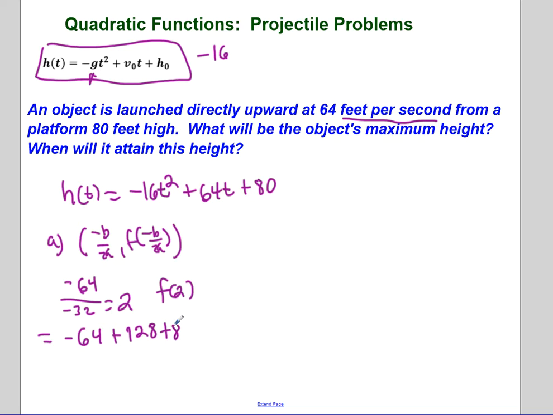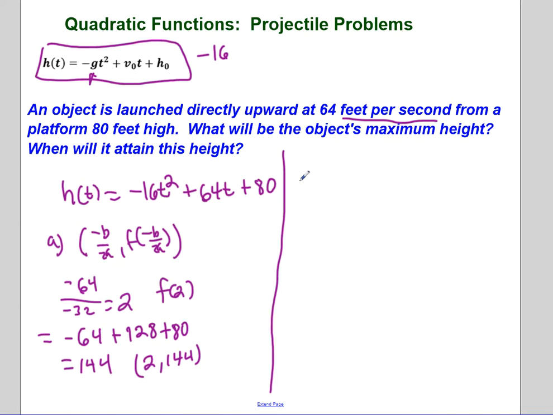And we're going to add 80. Well, that just cancels out 64, so we're going to equal 144. So the solution to our problem is at 2 seconds, it reaches its maximum of 144 feet. This is also our vertex. All right. But just because we can, let's go ahead and do the vertex form.